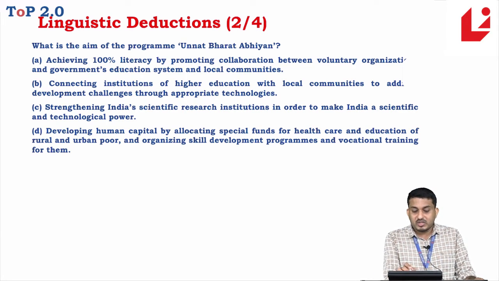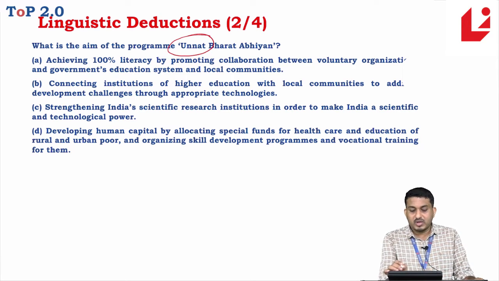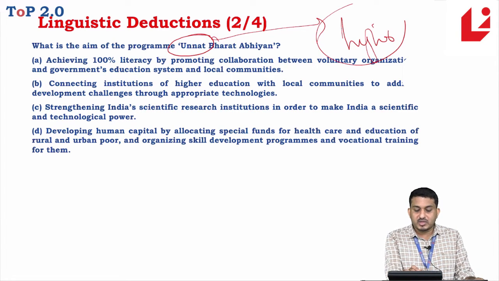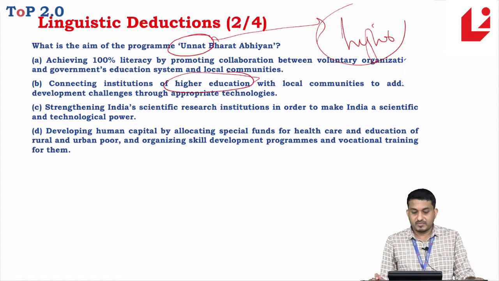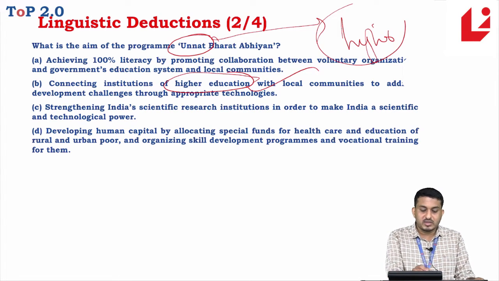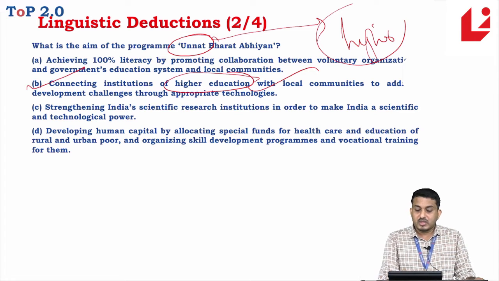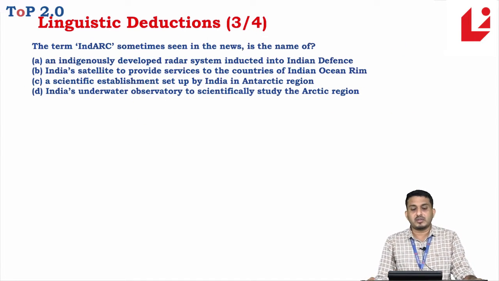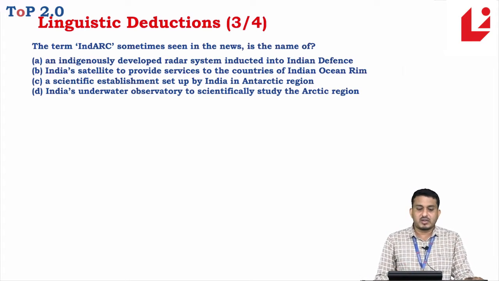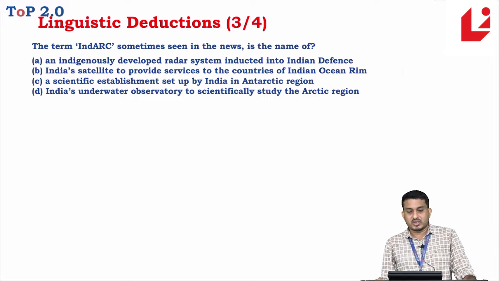What is the aim of Unnat Bharat Abhiyan? Unnat means higher. Now you see, connecting institutions of higher education. Getting it? So this holds the clue. So what is the answer? Answer is B. This might not be correct in all the cases, but I just want to let you know that we can actually arrive at the right answer using linguistic deductions.